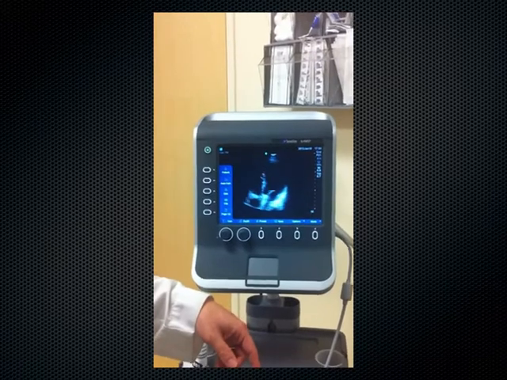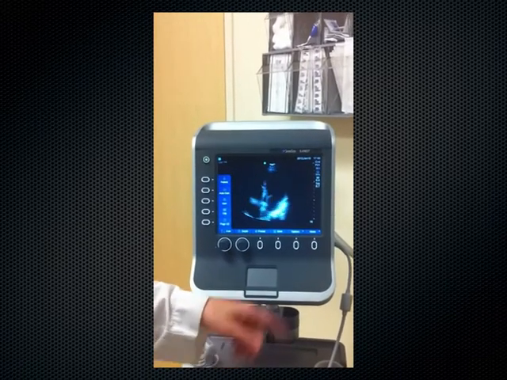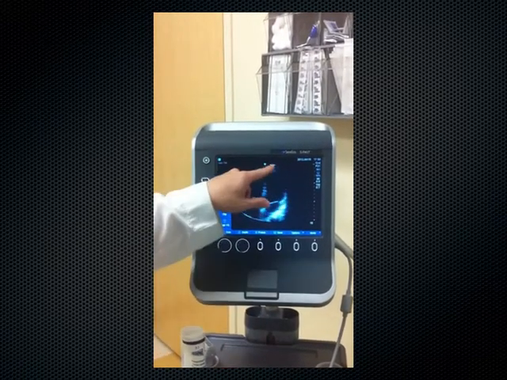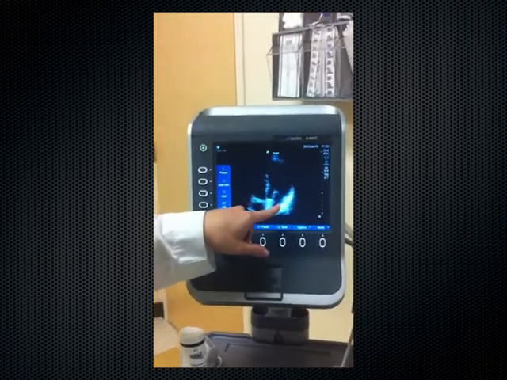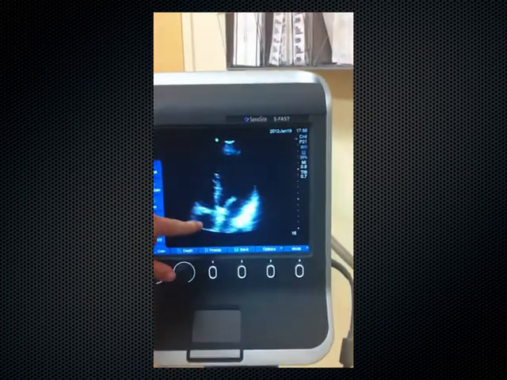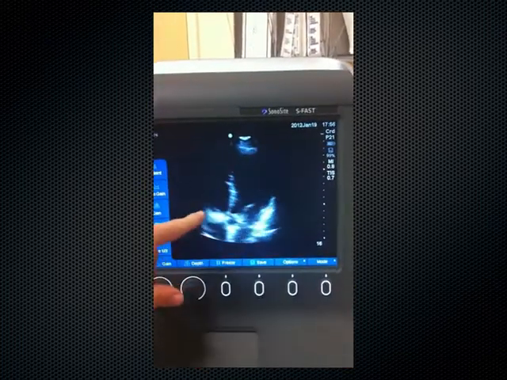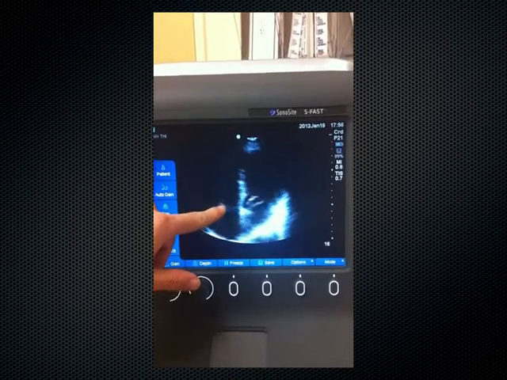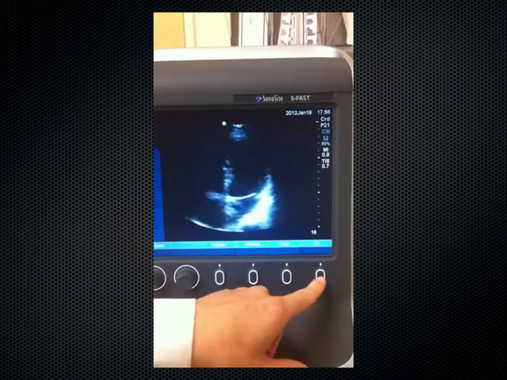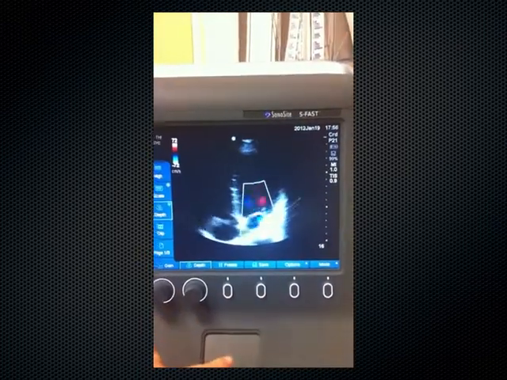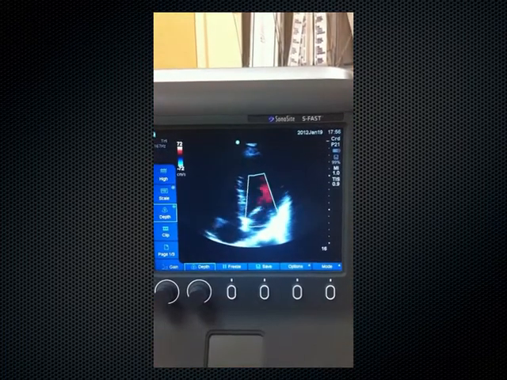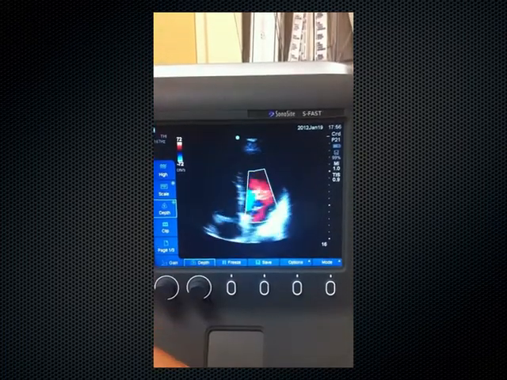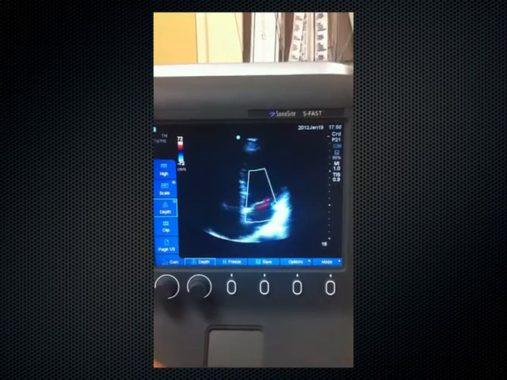So we have a four-chamber apical view of the heart. This is the apex. This is the left side of the heart and the right side. We have the left ventricle, left atrium, right ventricle, right atrium. And we have our mitral valve right here and our tricuspid valve right here. So what I'm going to do next is put color Doppler through the mitral valve. You can see that essentially flow is towards the left ventricle, and there's no regurgitant jet that we can see on color Doppler.